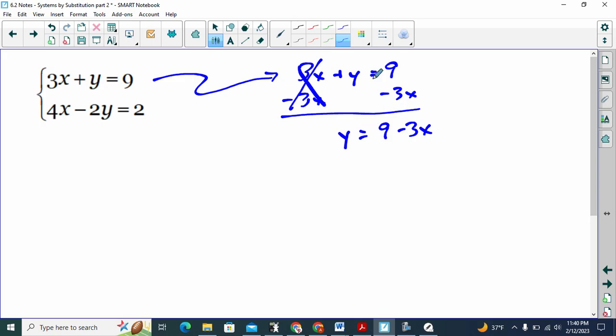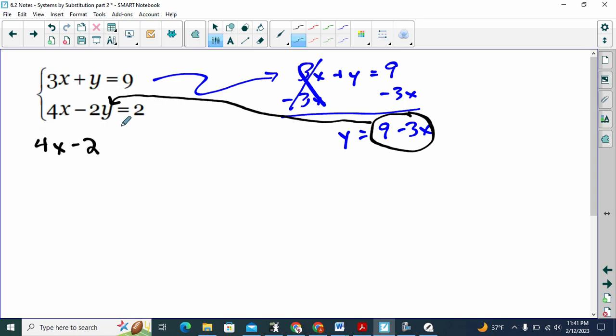And the reason we did that was so that we can now take 9 minus 3x and substitute it in for the y. We are taking that and plugging it into the other equation, not the one it came from, but into the other equation for the y. 4x minus 2y equals 2, but y is equal to 9 minus 3x. We solved for y so that we could then substitute.